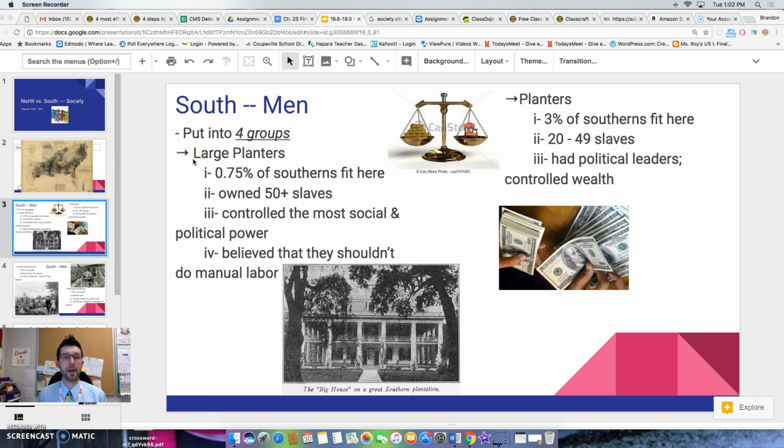Now, we can split the men up into four main groups. As we go through these four main groups, I hope you notice that the wealth and power in the Southern States was put in the hands of only a few very wealthy individuals.